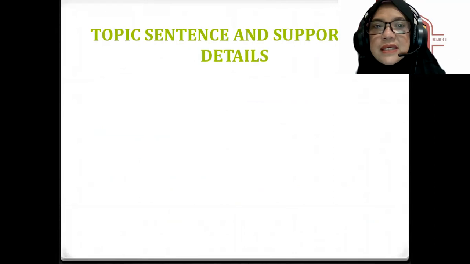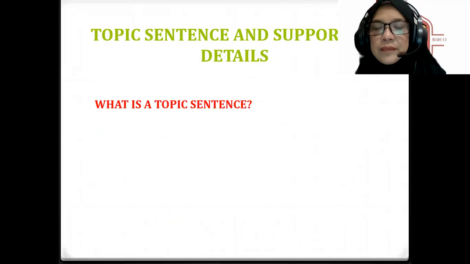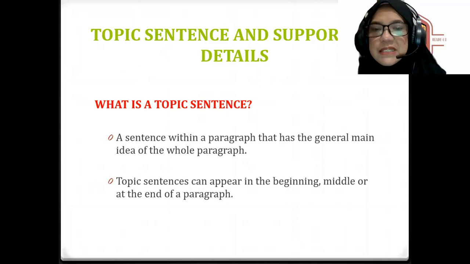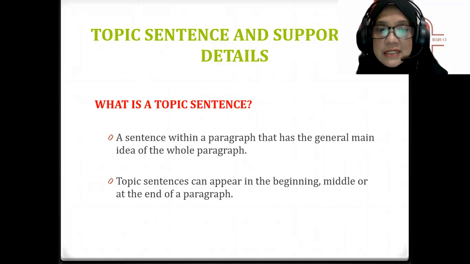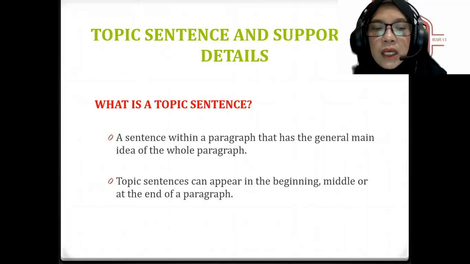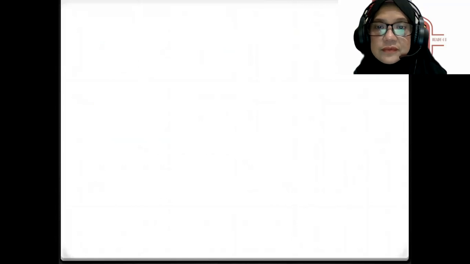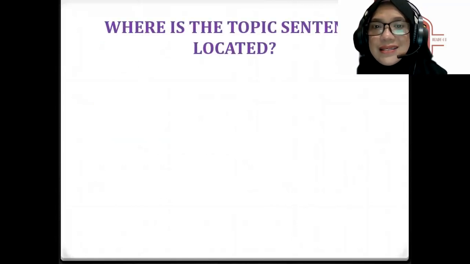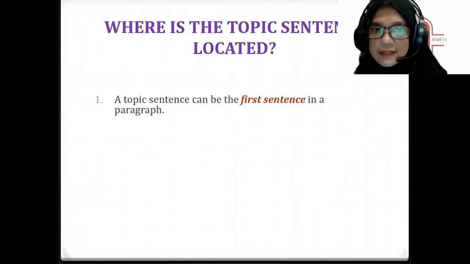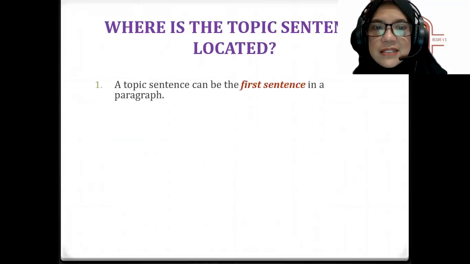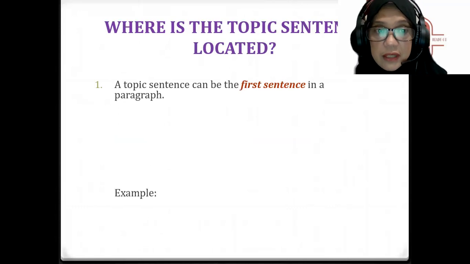All right, now let's see the topic sentence in the paragraph and the supporting details. Okay. What is a topic sentence? Okay. A topic sentence is a sentence within a paragraph that has the general main idea of the whole paragraph. Topic sentences can appear in the beginning, middle, or at the end of a paragraph. Where is the topic sentence located? Okay, a topic sentence can be the first sentence in a paragraph.